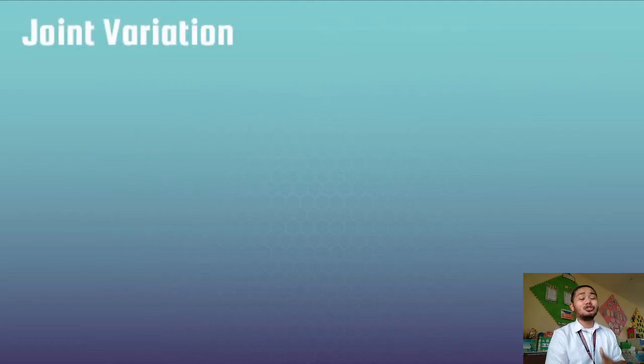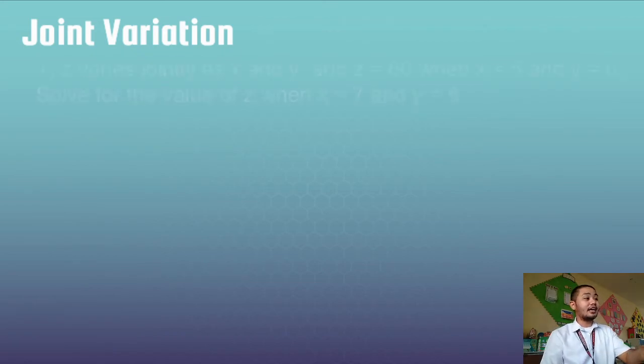Ready ka na? Great. So ano nga ba ang joint variation? Kapag sinabi nating joint variation, yung concept ng joint variation, kaparehas lang siya ng concept sa direct variation. Ang pinagkaiba lang nila is mas maraming variables sa joint variation. Sa direct kasi, two variables lang ang involved. Sa joint, more than two. Okay? So, let us focus more on solving problems that involves joint variation.